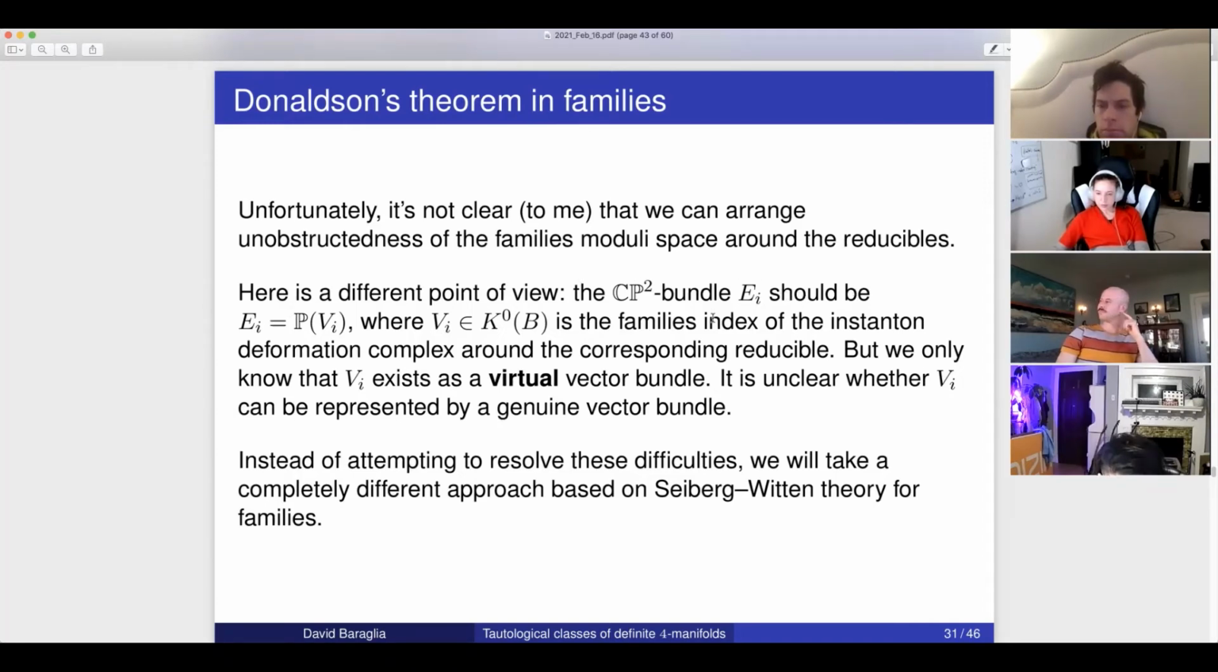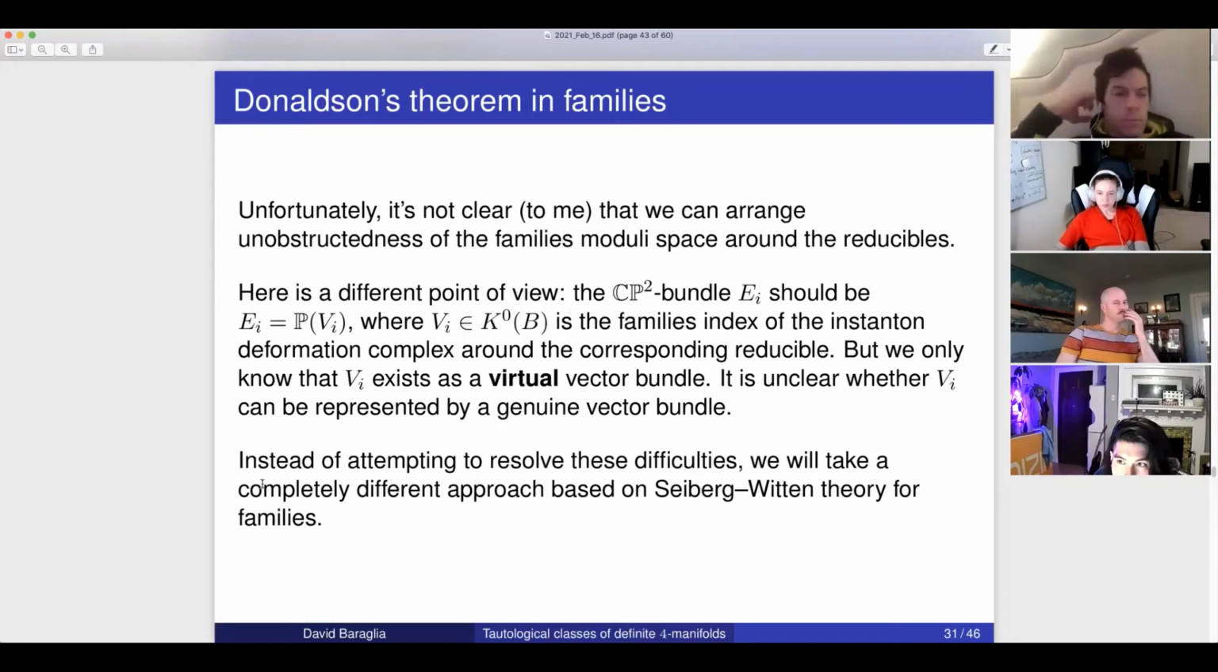Another way of thinking about it is, I told you that this E_I should be the projectivization of this family's index V_I. Really the problem is that when you take the family's index, you don't get a vector bundle, you only get a virtual vector bundle, because the dimension of the kernel and the cokernel could jump. So that's the problem: V_I only exists as a virtual vector bundle and not necessarily as a genuine vector bundle.